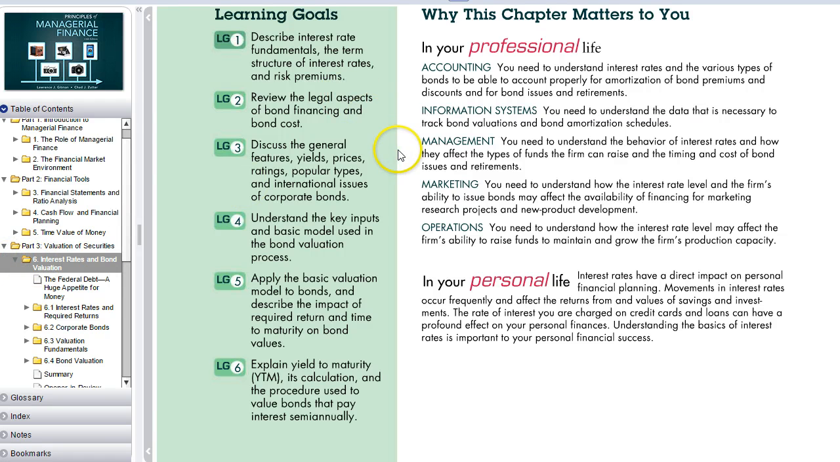Okay, and the calculation of bonds and calculation of bond yields and returns, this is all rooted in the time value of money chapter. So you really need to understand the time value of money chapter before you can understand chapter 6.